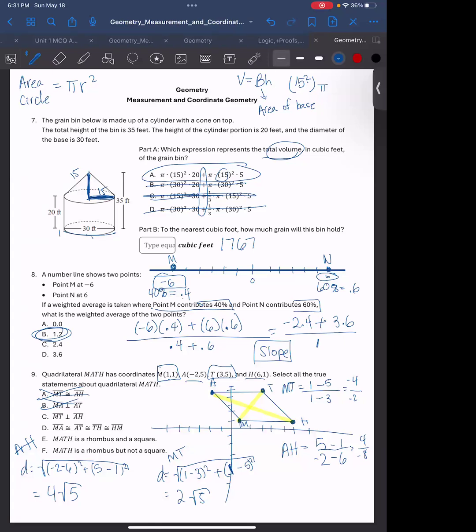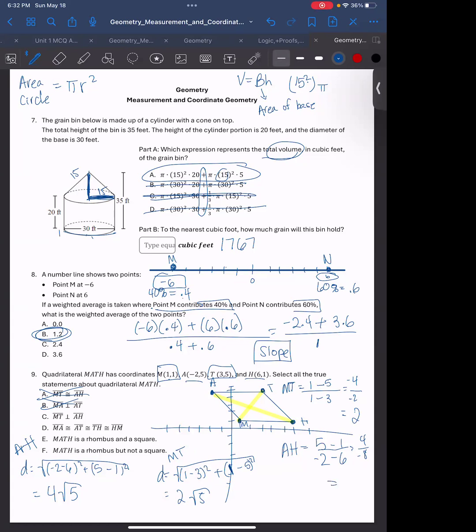All right. So these don't look exactly the same, so I'm going to simplify now. What is -4 over -2? Simplify it. It's going to be positive 2. Yeah, positive.